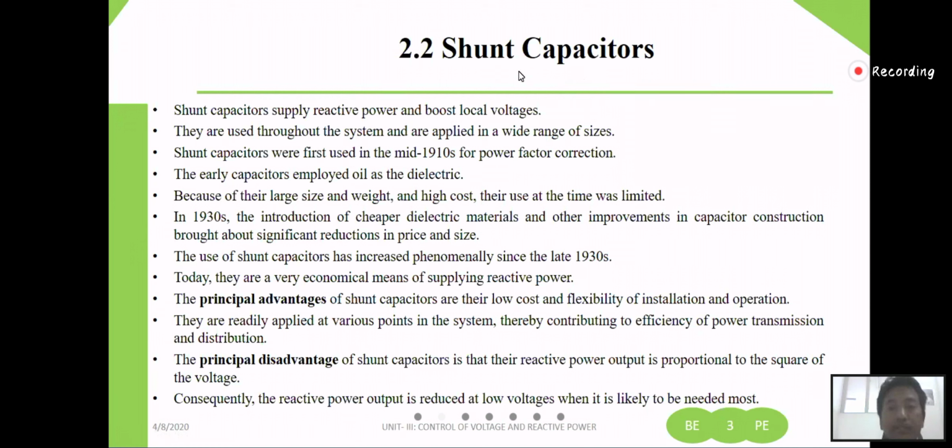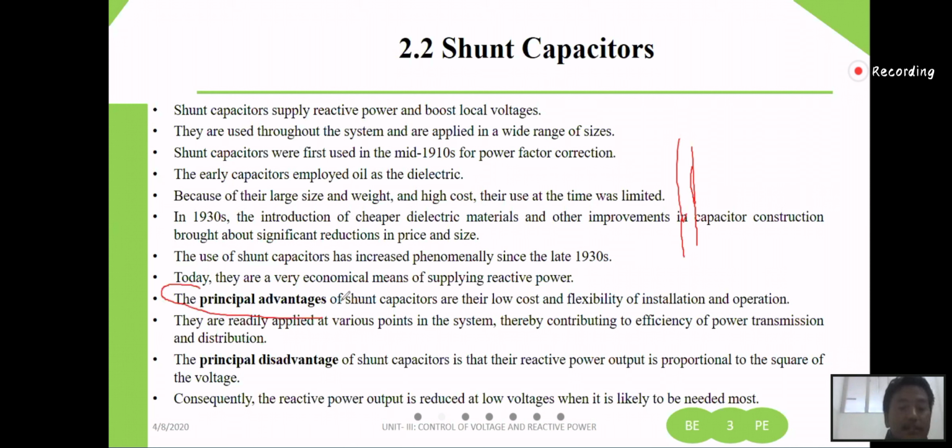So I have just said about this. These are all just history, from when the shunt capacitor started being used for power factor correction. If you read by yourself, you'll understand. This one I brought directly from Power System Stability and Control by P. Kundur. It's history only, so you can read it.